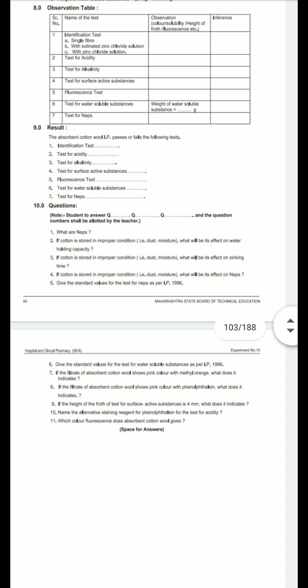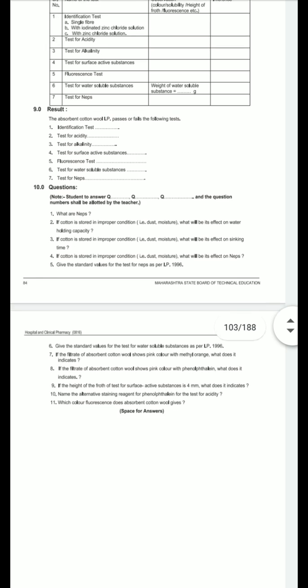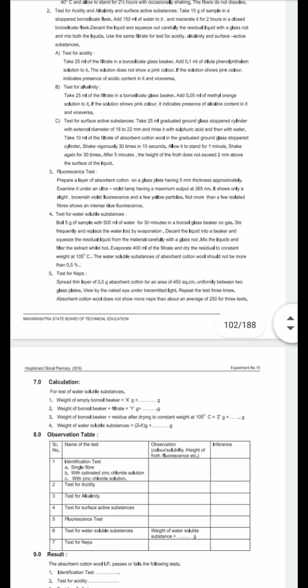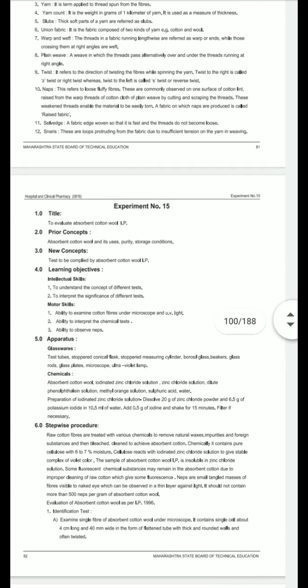Then these are the questions of this experiment, which are most important from the point of view of the exam. Okay, here we complete experiment number 15 to evaluate absorbent cotton wool IP.